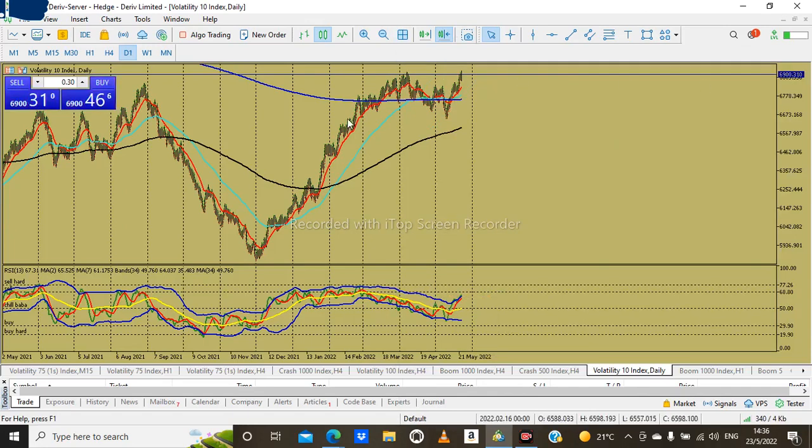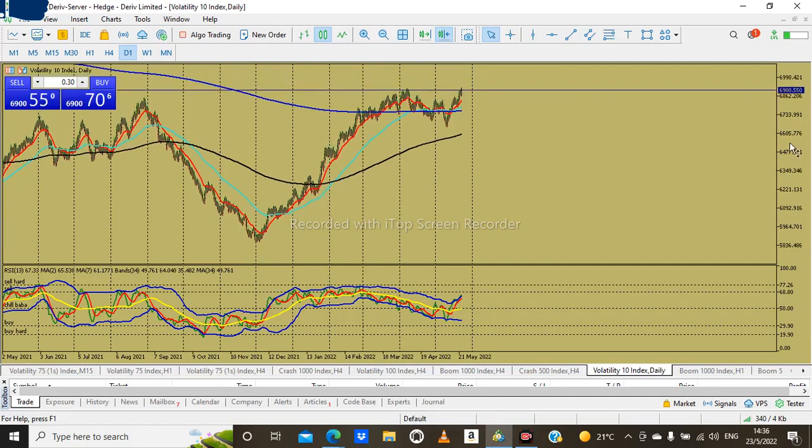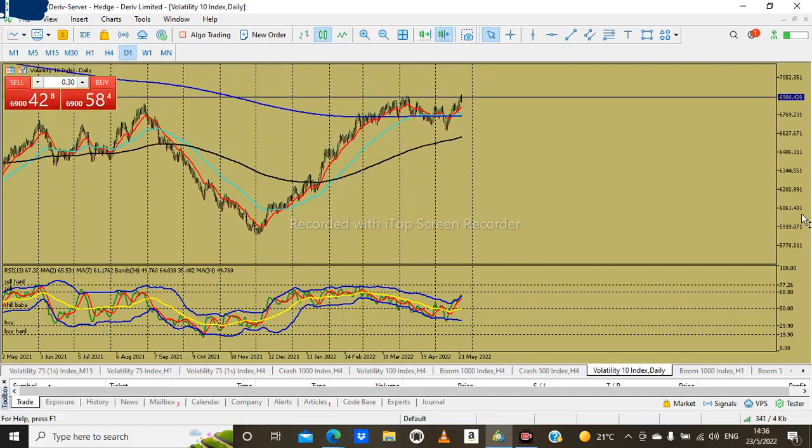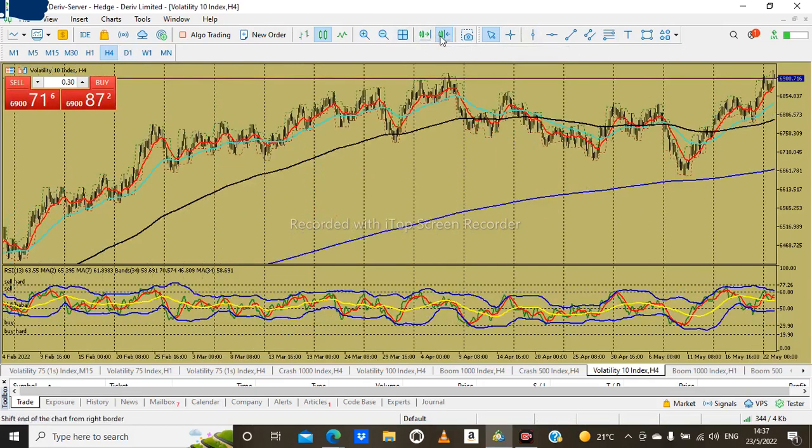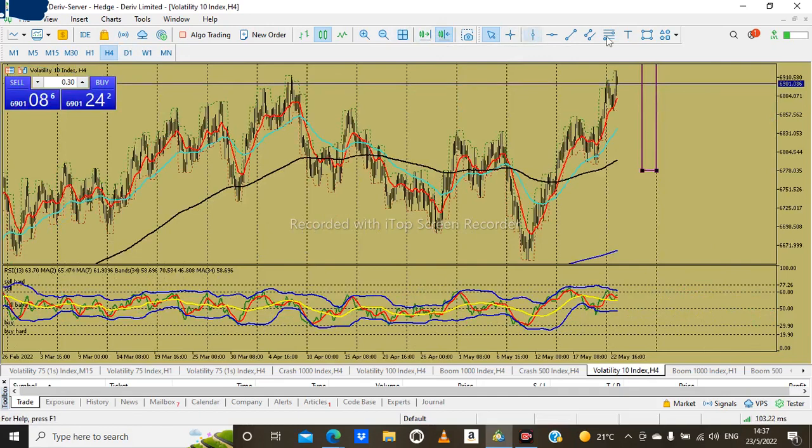Remember I said price will move towards regions where there's less concentration of EMAs. So V10 is going to buy hard. But now it becomes a matter of when it will buy. So let me find you a good entry zone.